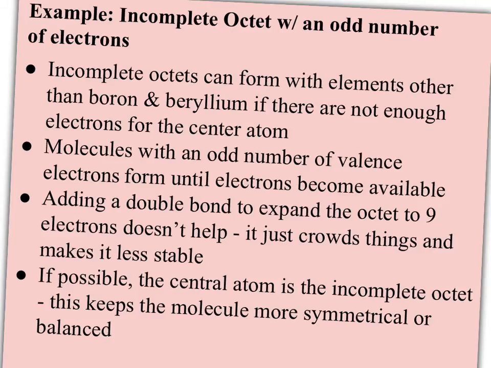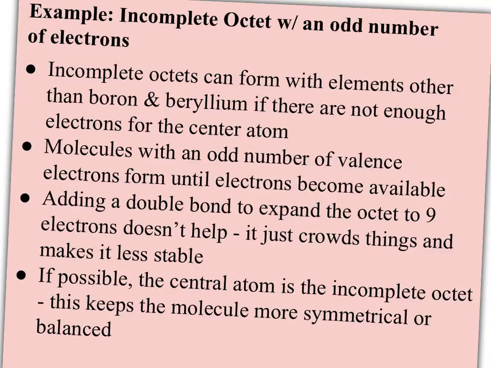So incomplete octets can form with elements other than boron and beryllium if there aren't enough electrons for the center atom, and it's going to end up with an odd number of valence electrons until those electrons become available, and like I said, probably from some metal. And a hint here that adding a double bond to get it to 9 doesn't make it more stable because 9 is more crowded. So less crowded is better. Plus, when it finds that extra electron, it's not getting rid of electrons, it's simply going to pick up another electron.